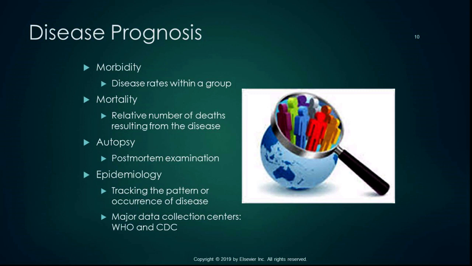We talked about the autopsy. It's the post-mortem examination. Sometimes you can tell about the disease prognosis from other people's autopsies. Epidemiology is tracking the pattern or occurrence of the disease. So the World Health Organization and the Centers for Disease Control are major data collection centers for epidemiological data.